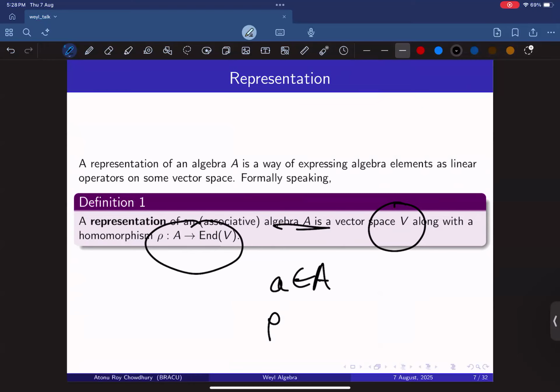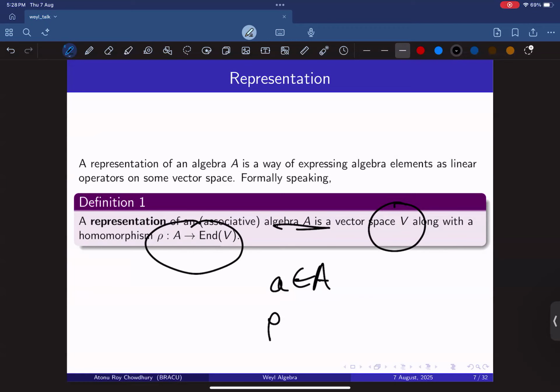Well, the vector space can be infinite dimensional or finite dimensional, but the algebra is infinite dimensional as a vector space. But the representation space, which is V, the space on which the elements of A are going to act, that might be finite dimensional or infinite dimensional.